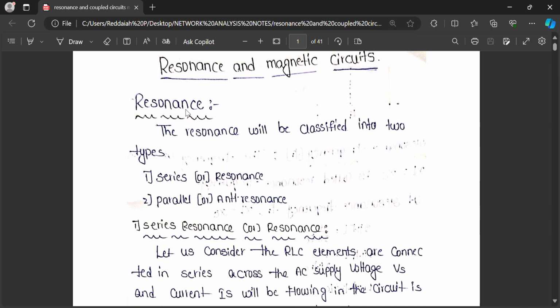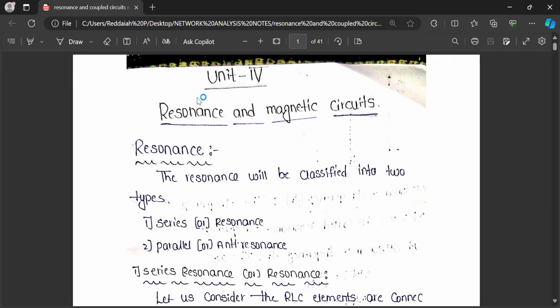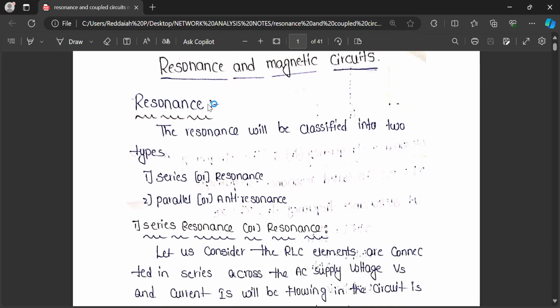Coming to resonance and coupled circuits, Unit 4, that is network analysis. The first part is resonance. The resonance and coupled circuits we'll see in this session. Resonance can be classified into two types: one is series resonance, the other parallel resonance or anti-resonance. Series resonance is resonance, parallel resonance is anti-resonance.